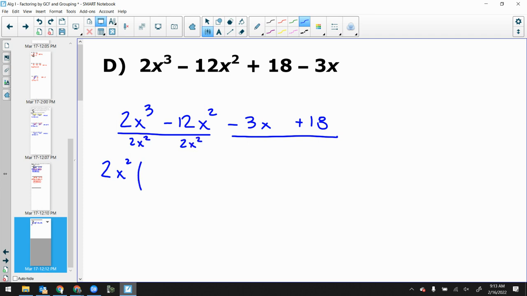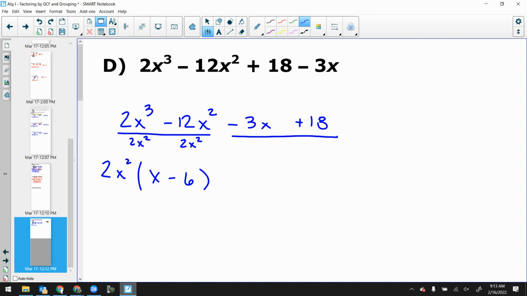All right, so not too bad. This is an x because the 2's cancel. X to the third over x squared becomes just an x. 12 divided by 2 is a 6, and my x squareds get carried out. What is my GCF of my second chunk? Noah?